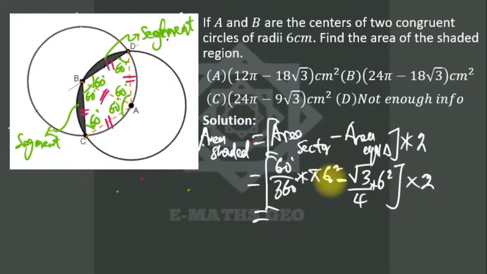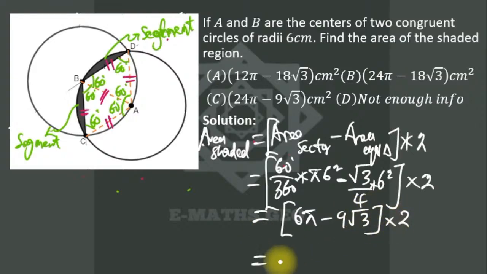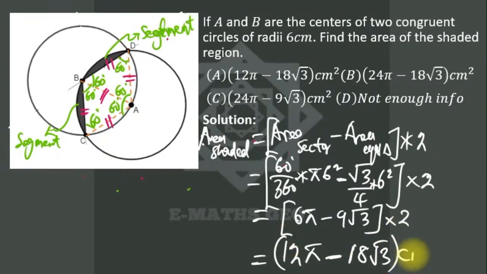So what we have here is 36 over 6, so we have 6 pi, minus 36 over 4, which is 9, so 9 root 3, times 2. So finally we have 12 pi minus 18 root 3 cm squared. So that's our final answer, option A. It's a nice question, very tricky.